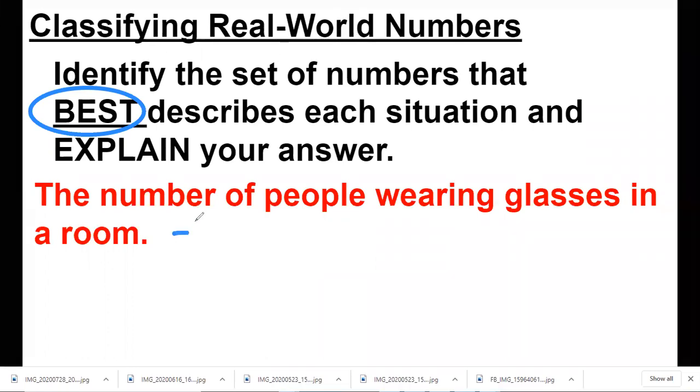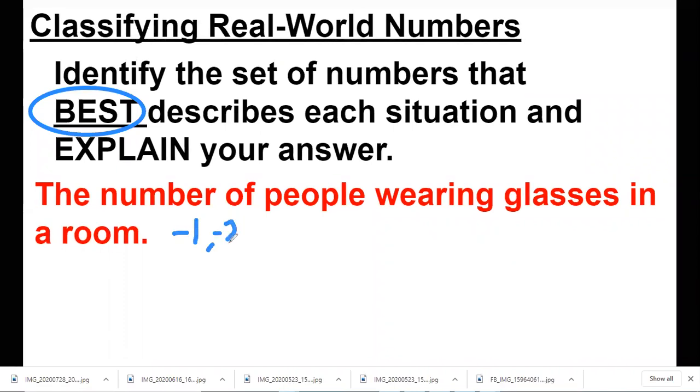Have you ever heard of a negative person before? I don't mean in terms of an attitude. I mean negative in terms of quantity, right? There's no such thing as a negative quantity of people, right? So it can't be an integer. That's not the best way to describe it.